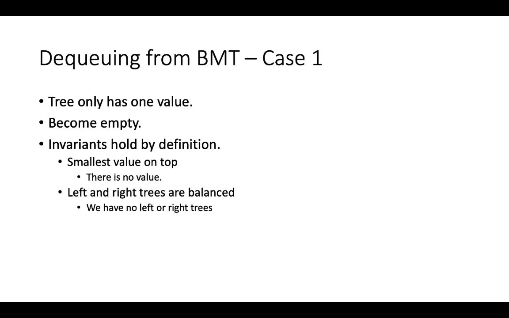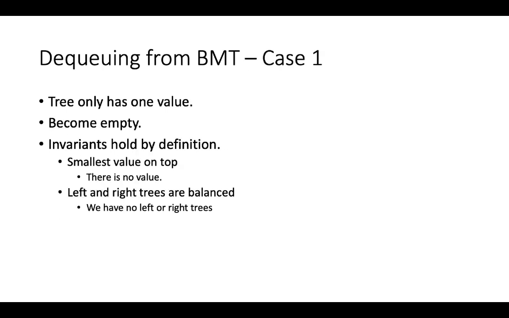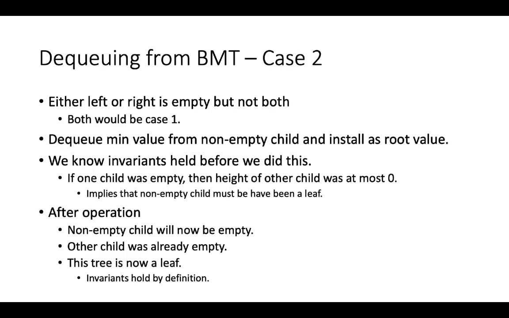Okay. Well, what about case number 2? In case number 2, either our left tree or our right tree is empty, but it can't be both. The reason is that if it was both, that would be case number 1, and we've already taken care of that case. In case number 1, there's only one thing in the tree and both children are empty. Case number 2 is one of our children is empty, one of them isn't.